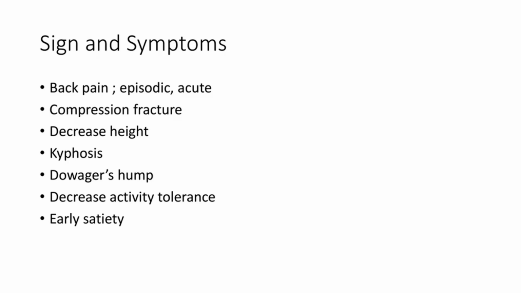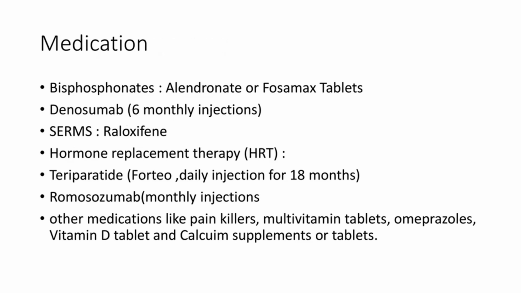Then we have decreased height. A person who is osteoporotic will have decreased height. He will have kyphosis and increased thoracic curvature. He would have a dowager's hump, which is basically similar to the increased thoracic curvature, and decreased activity tolerance, meaning he would be inactive a lot, and early satiety, meaning he would feel fullness very early while he's consuming food.